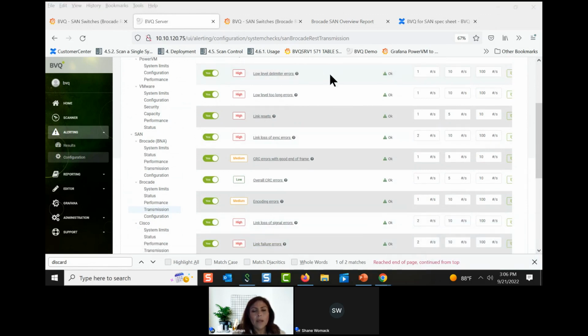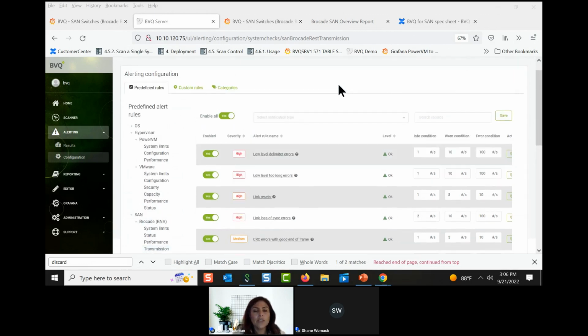So this is a way to be alerted on, and you can receive alerts via email or Slack as well. And like I mentioned, these include hundreds of predefined alerts that can easily be enabled and disabled. And that's on the congestion side.